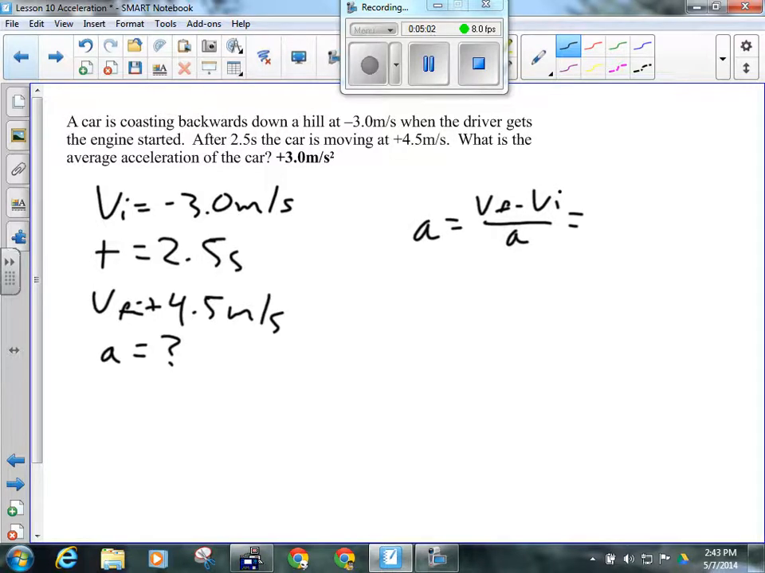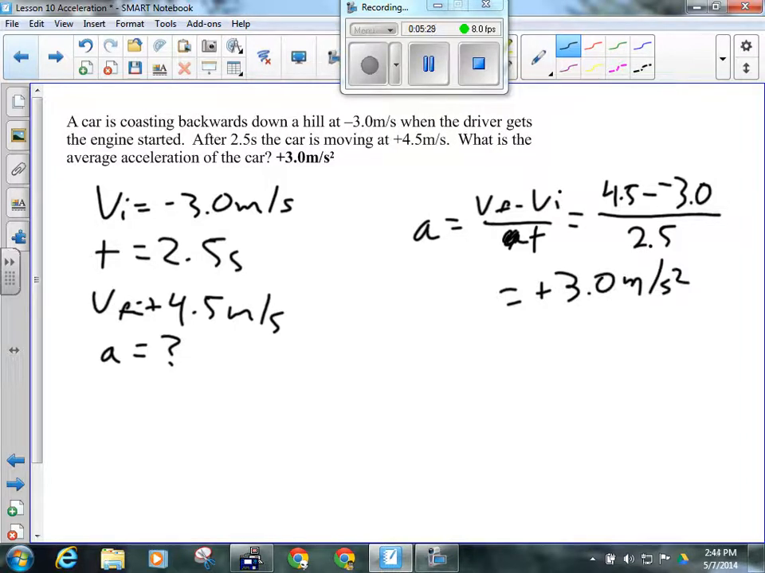So VF was 4.5, minus the initial velocity, -3, and that's where it's important that the negative comes in there, over 2.5 seconds. So we get 7.5 as our top divided by 2.5, and that should give us positive 3.0 meters per second squared. Make sense? Any others? Keep going then.